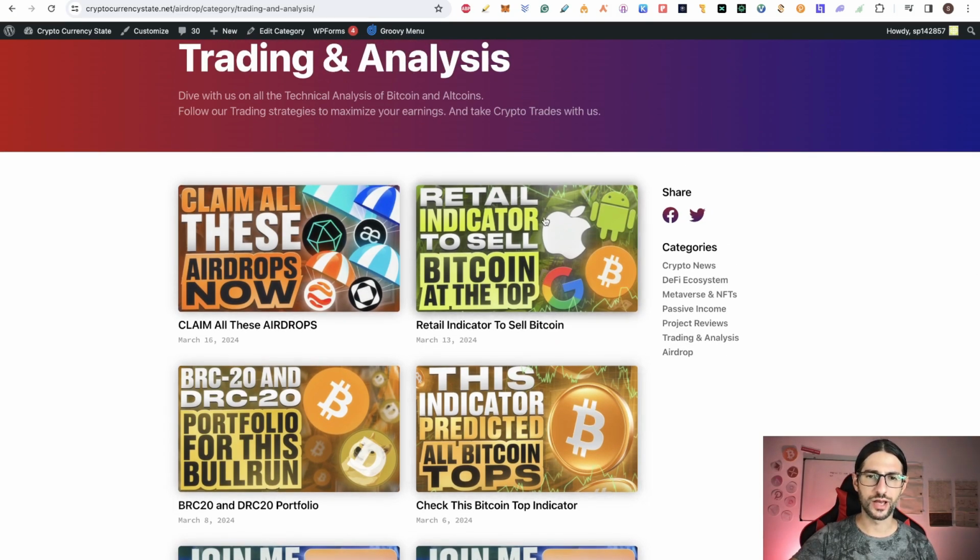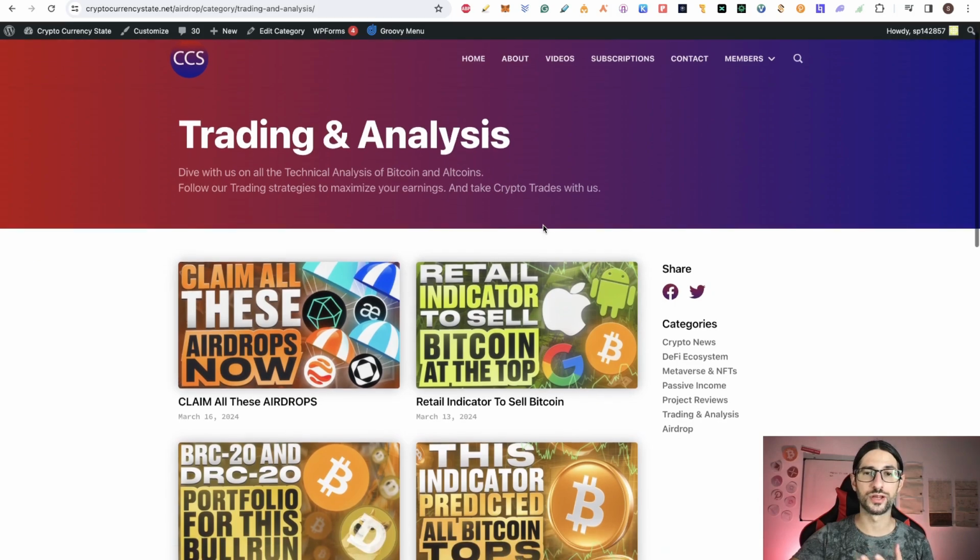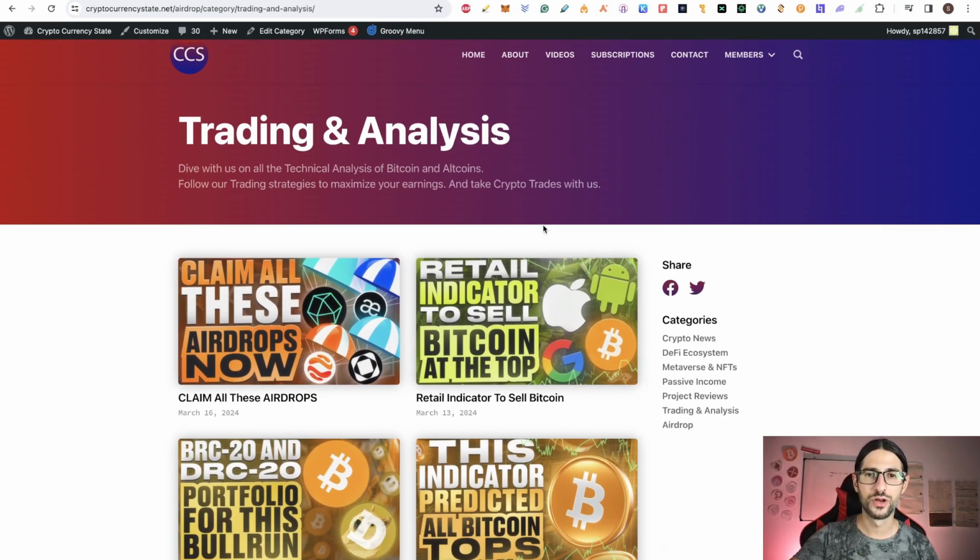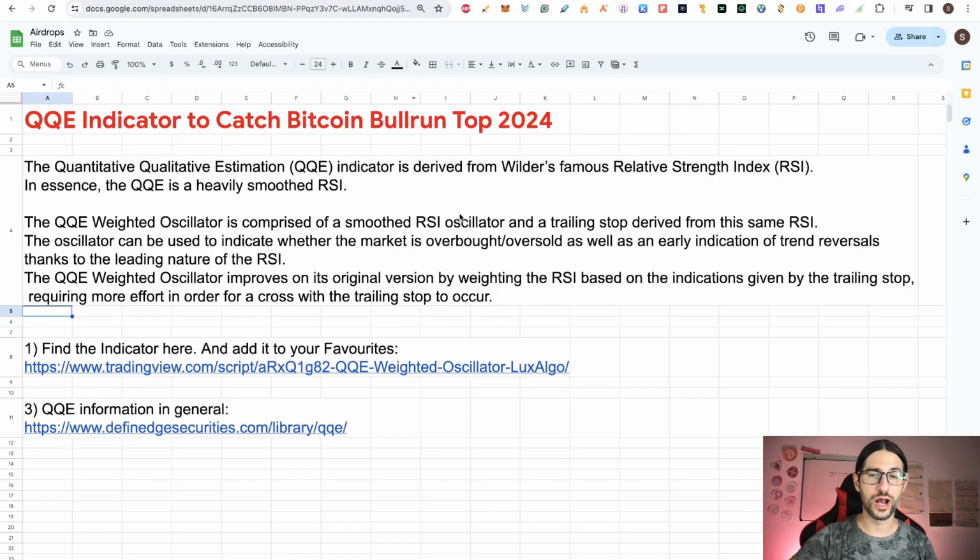I also did last week a retail indicator to sell on the top of Bitcoin. So here we have a set of indicators that tell us when retail is really into the market, which usually is a very common sign that you need to start selling your positions. And today I'm going to cover another important indicator that I consider you should have in your toolkit. So with this series of videos you are going to be prepared and able to check the market and see those signs that will tell you that you need to sell and start going out of the market. So this indicator is called QQE.